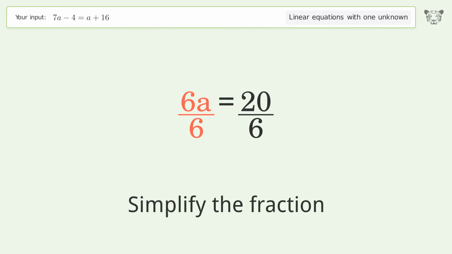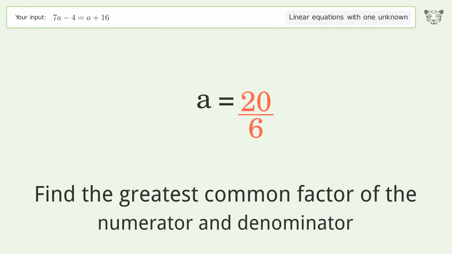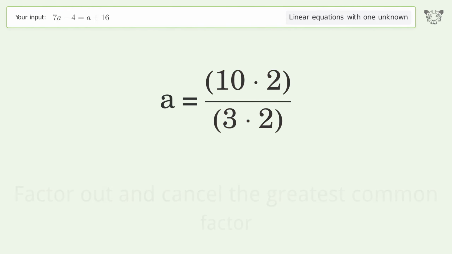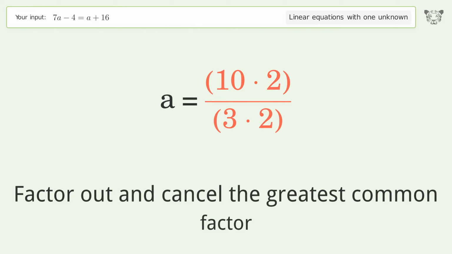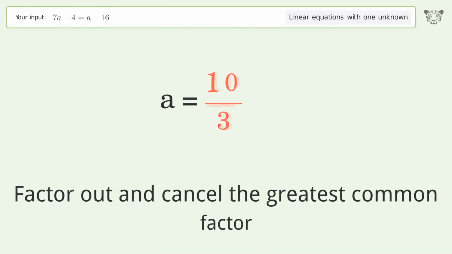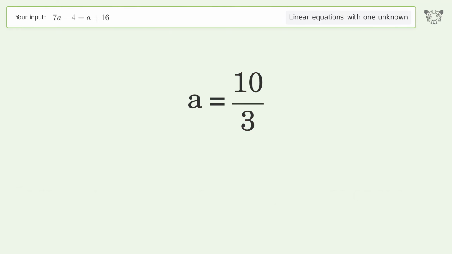Simplify the fraction. Find the greatest common factor of the numerator and denominator. Factor out and cancel the greatest common factor. And so the final result is a equals 10/3.